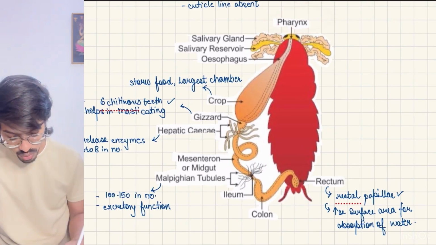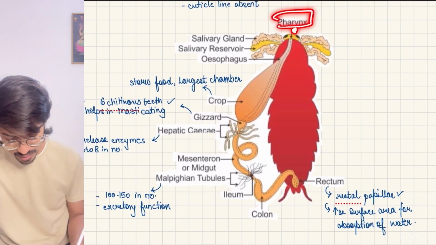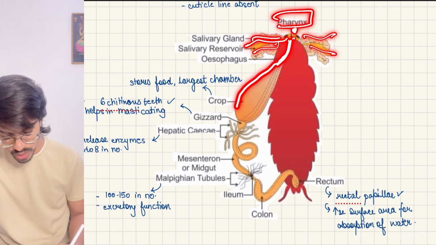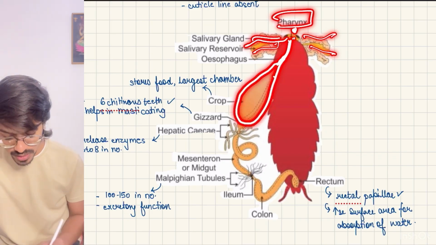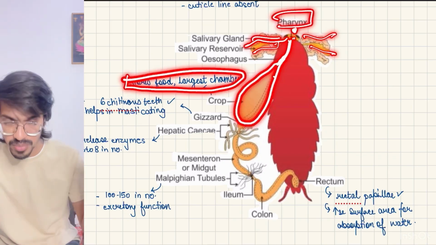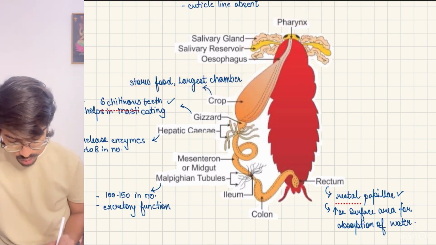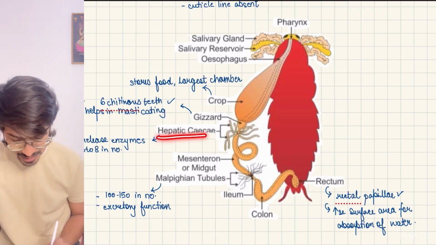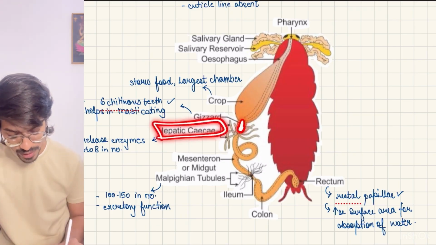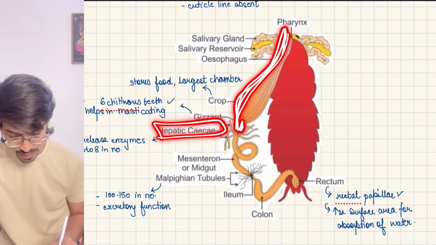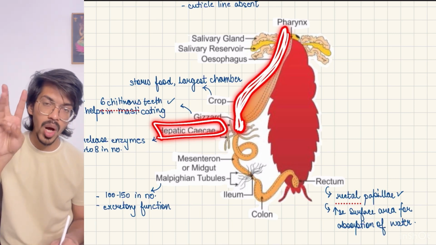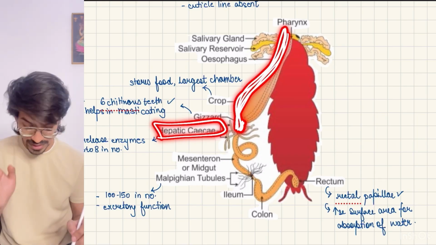So over here, the mouth is there, the pharynx is there. Then the salivary glands and reservoirs are present, connecting with the esophagus. The esophagus opens into the crop. The crop stores the food and is the largest chamber in this alimentary canal. Moving on, there is a smaller part called the gizzard, and from there the hepatic caeca are present. Before this area, from here to here, is the foregut. So the foregut has the pharynx, buccal cavity, crop, gizzard, and the esophagus also.